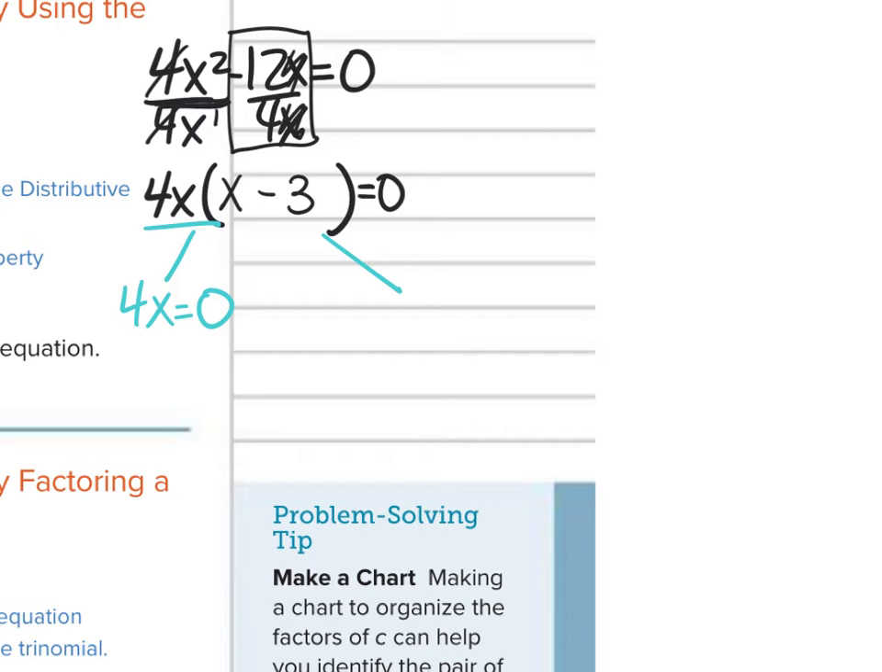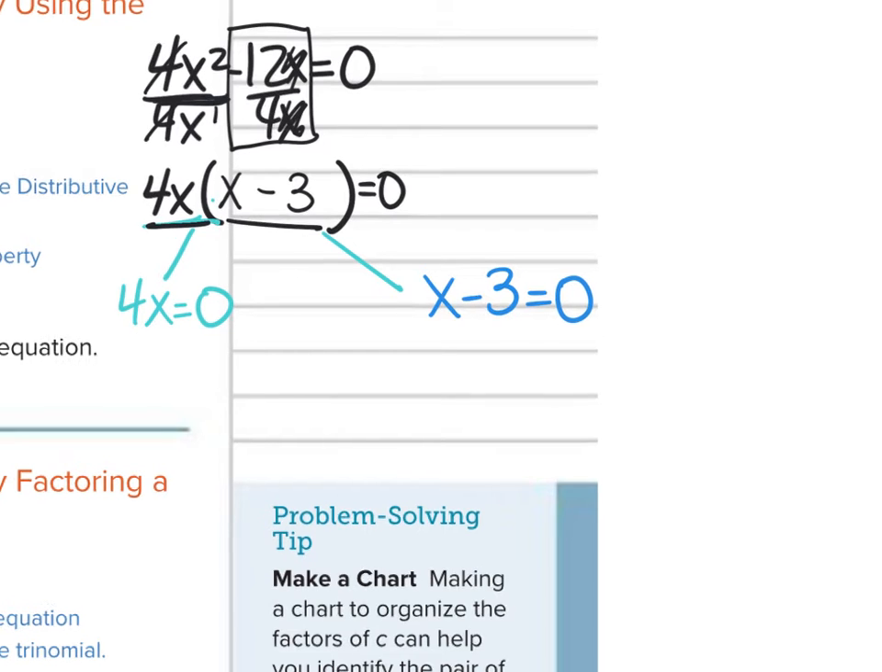No, take the middle, the parentheses. So we split it into its 2 factors. Like 4x was one of our factors. I take this part, set it equal to 0. Take this part, set it equal to 0. Okay, so my other one is x minus 3 equals 0. So see how that just splits it into two parts. We solve both.